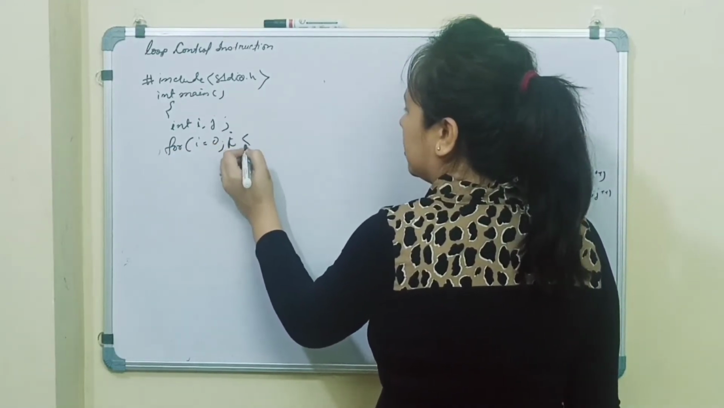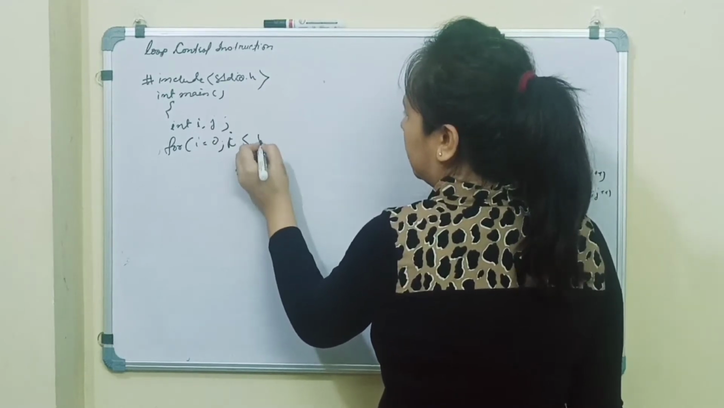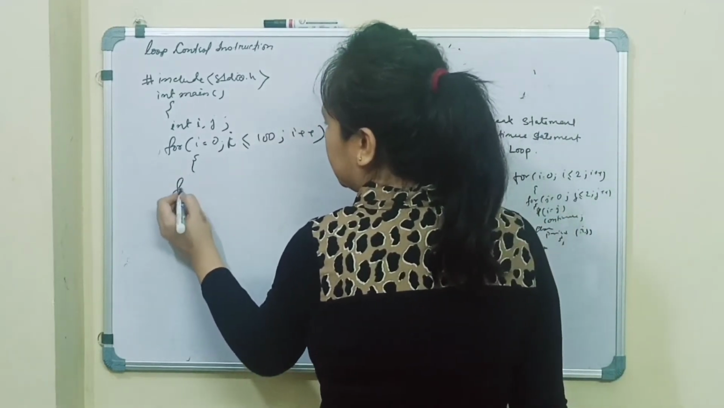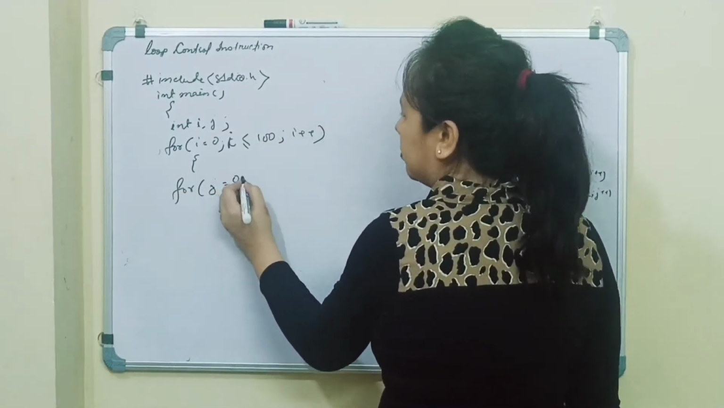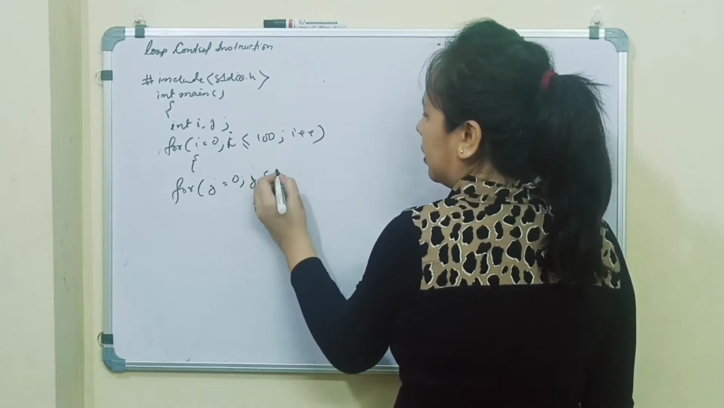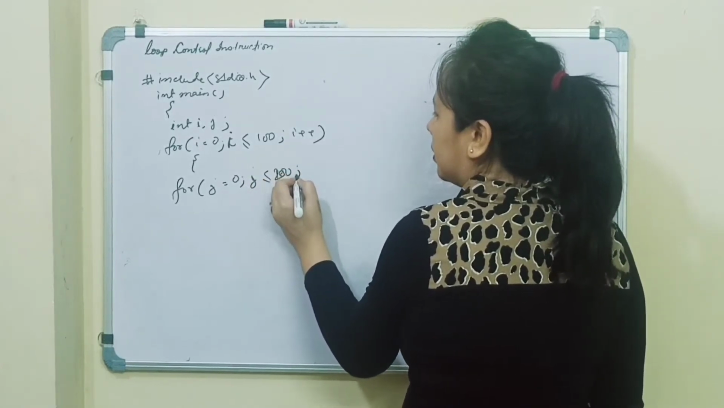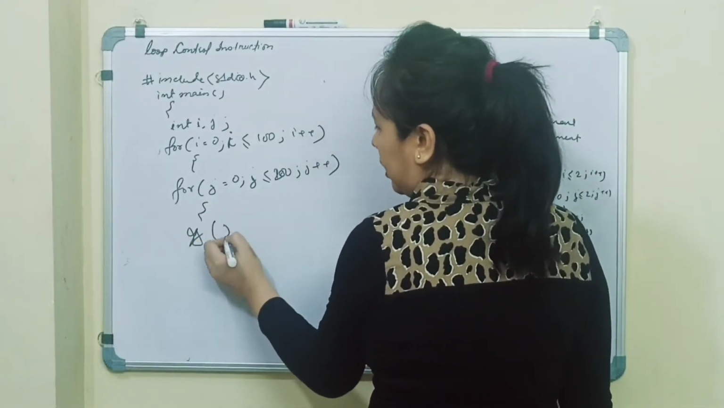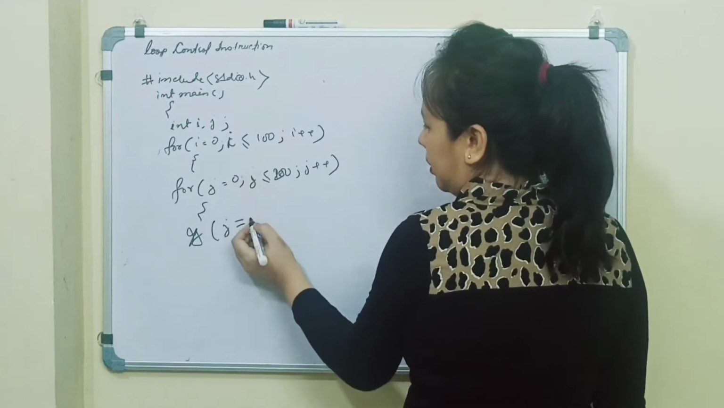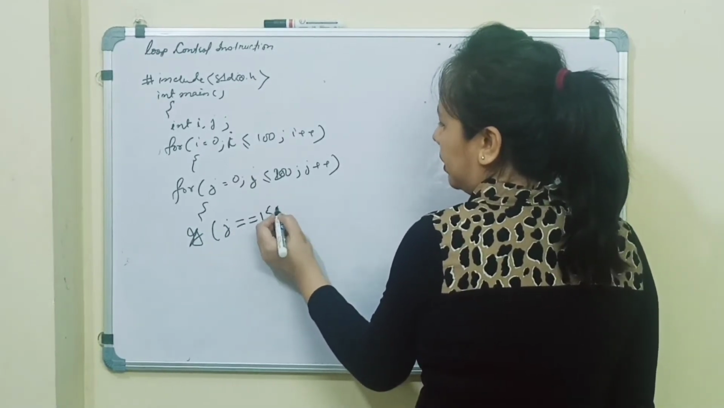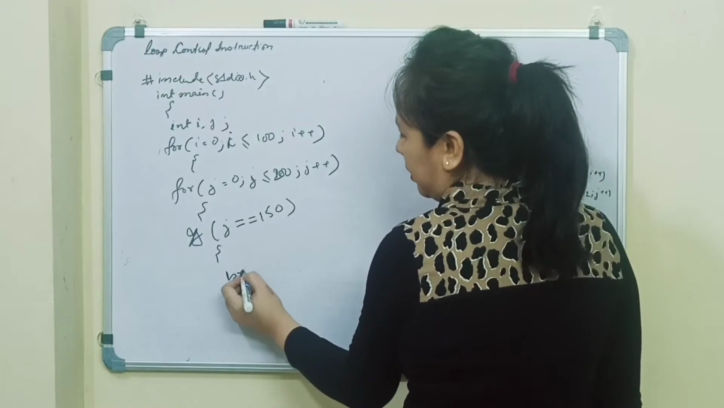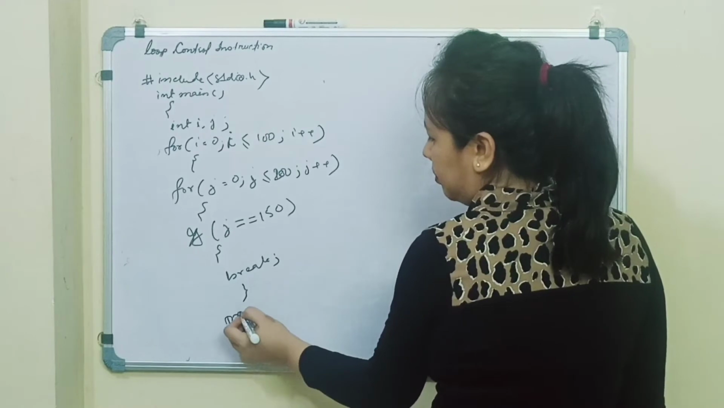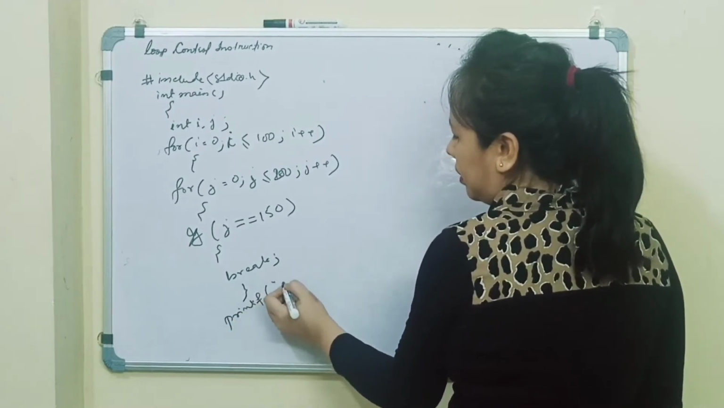So for i equal to 0, i less than or equal to 100, i plus plus. Again, inside this for loop we will take another for loop: for j less than or equal to 200, j plus plus. Now inside this for loop we will check if j equals 150. What will we do? Break. We will break the loop.